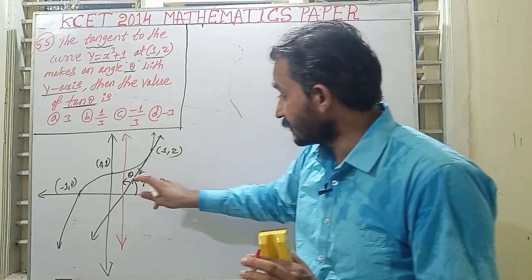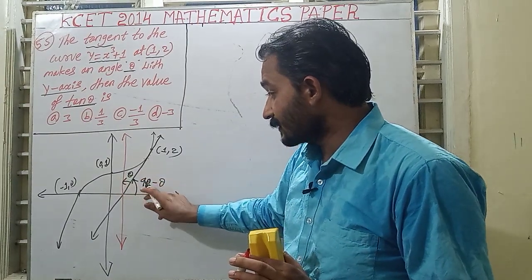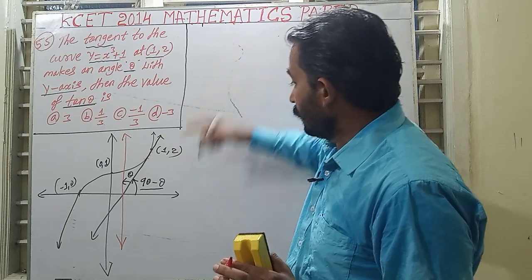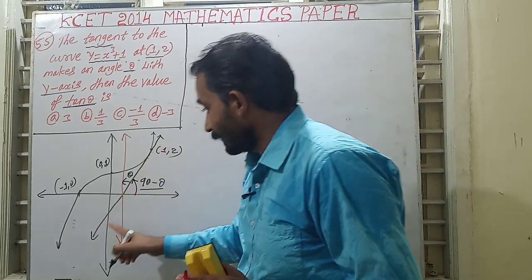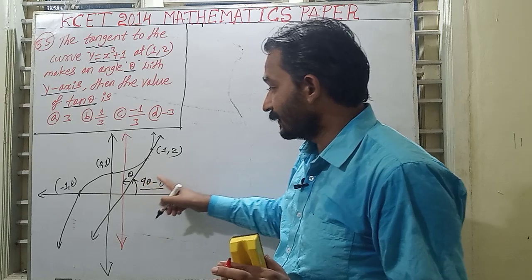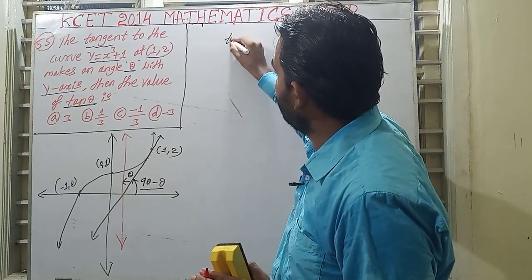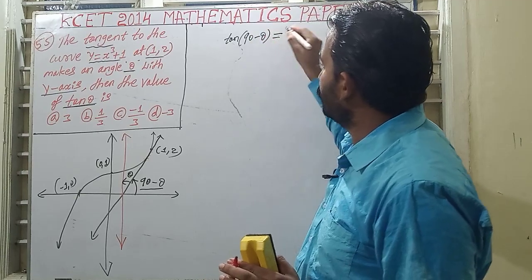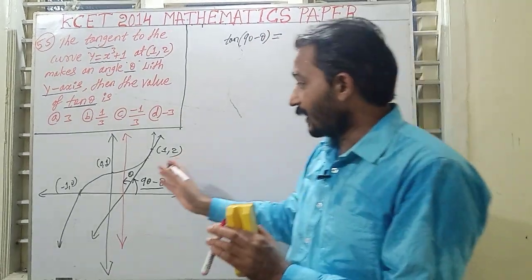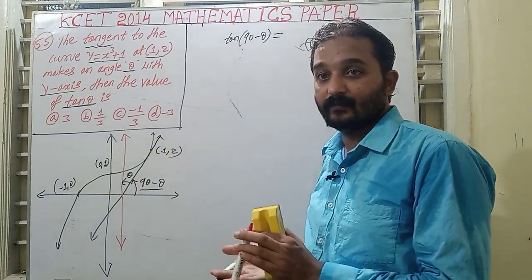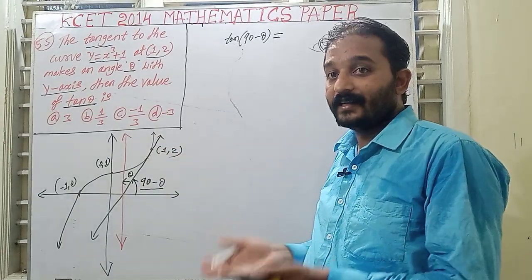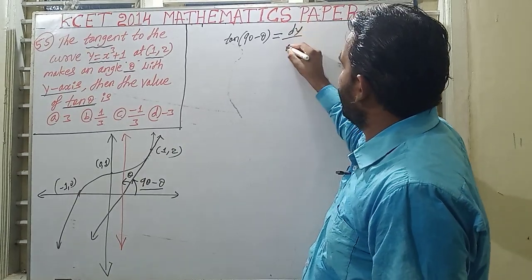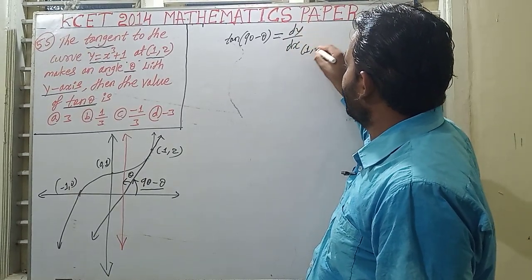What is the inclination in this case? It is not theta. 90 minus theta is the inclination. So according to the first year, the slope of this line is nothing but tan of 90 minus theta. It is equal to, according to the second year, the slope of the tangent to the curve at 1 comma 2, nothing but dy by dx at 1 comma 2.